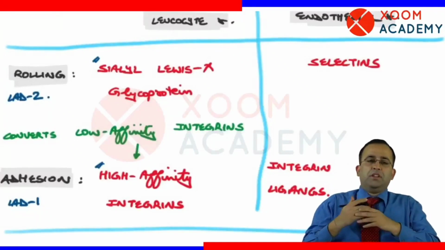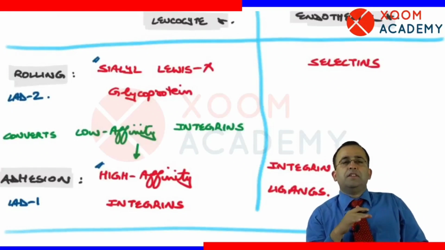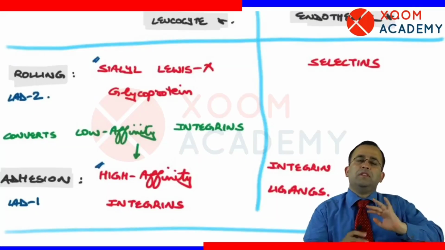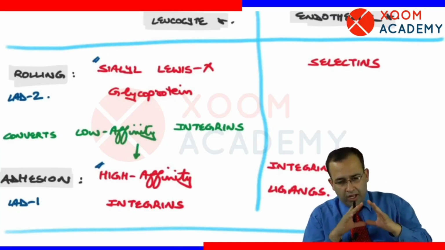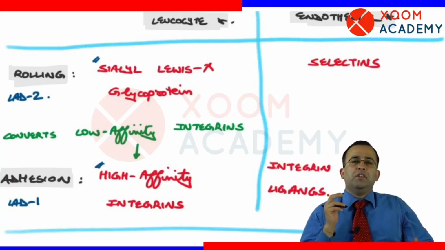Okay, so बच्चे this gets us to our next topic in inflammation, that is the diseases associated with innate immunity. Now before I go to the diseases associated with innate immunity, एक बार have a look at this table again. This was the same thing that we saw in the previous session.